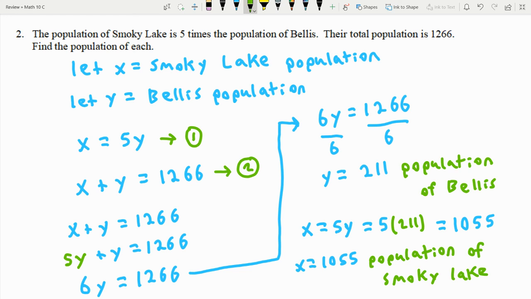And if I plug this back into equation 1 and 2, they should be equal. So equation 1 should hold, and equation 2 should hold. And if that's true, then the population of Bellis is 211, and the population of Smoky Lake is 1,055.